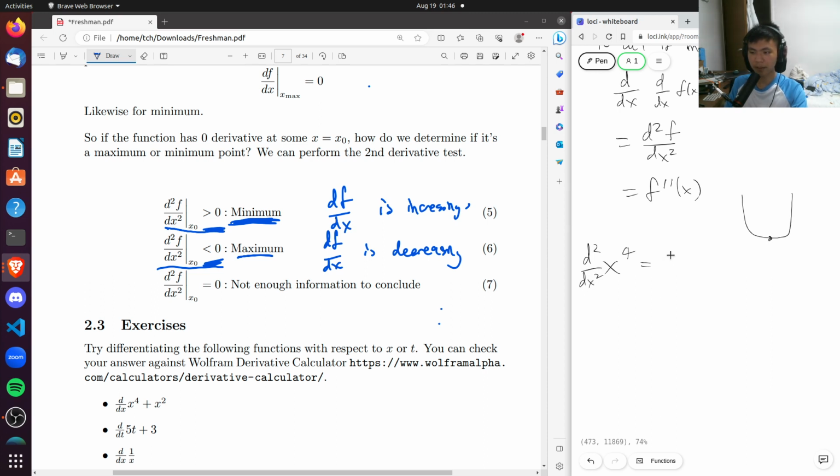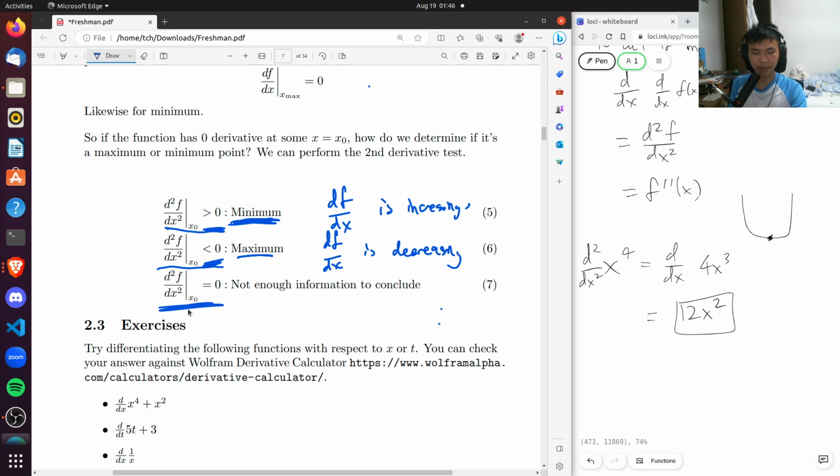we're going to get the derivative 4x cubed, and then 12x squared. So at x equals 0, this 12x squared is still 0. So the second derivative being 0 is not enough information to conclude whether it's a minimum or maximum point.